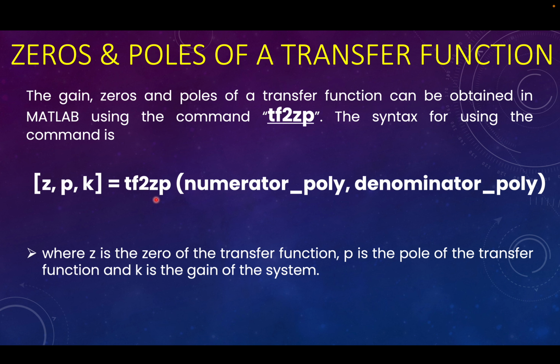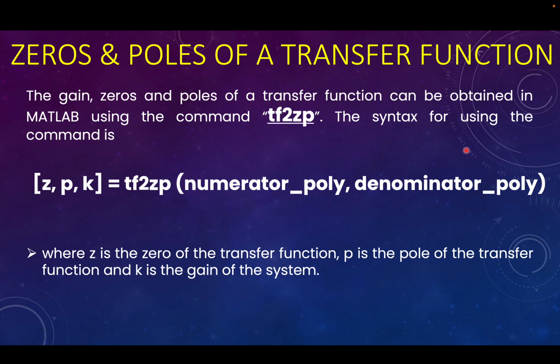Okay, so to find zeros, poles and gain of a transfer function, you have to remember one command, that is tf2zp. Its meaning is transfer function to zero pole. Or you can also find the transfer function by using zeros and poles. For that case, you have to remember the command zp2tf. So first of all, we are talking about transfer function to zeros and poles.